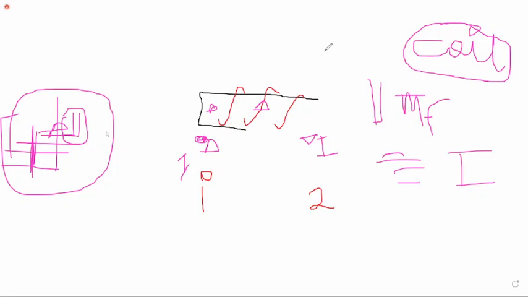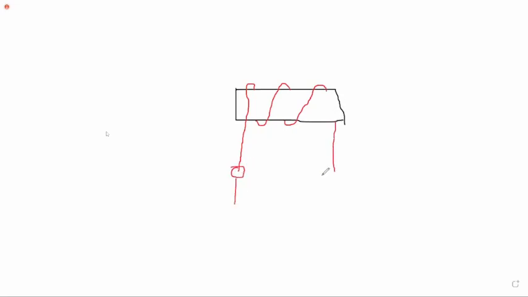I will draw once again the diagram. This is my iron piece, then a coil wound on the iron piece like this, and then coming out. Terminal 1, terminal 2.